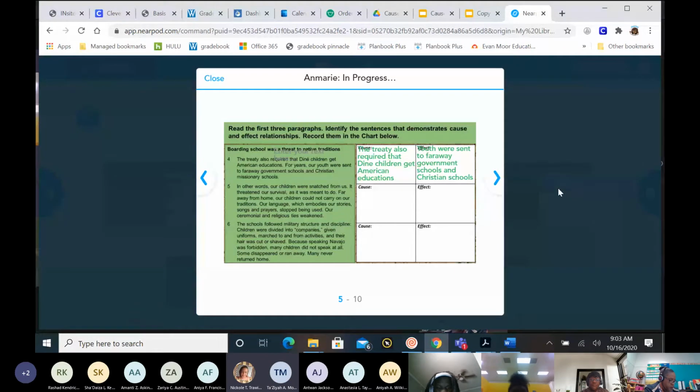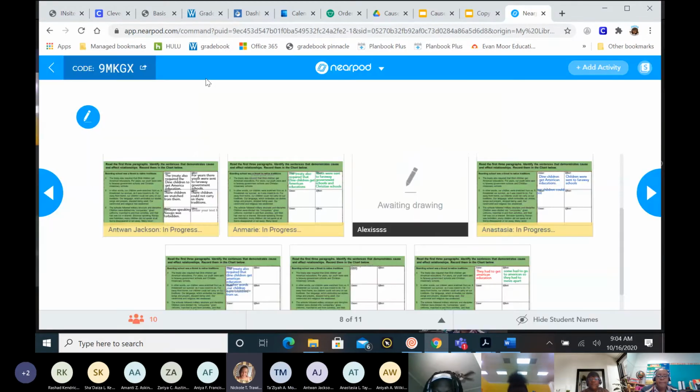The cause is that the treaty also required that the children get American educations, and the effect is youth were sent to faraway government schools and Christian schools. Christian missionary school. Great job. Thank you so much for that. We're going to go over question 5, and that answer was correct.